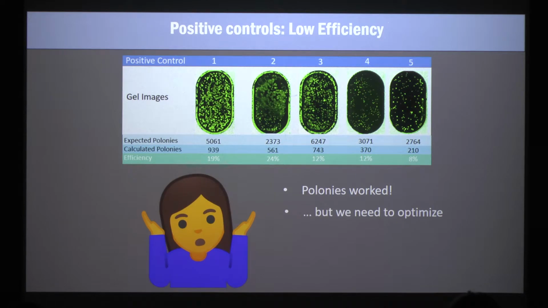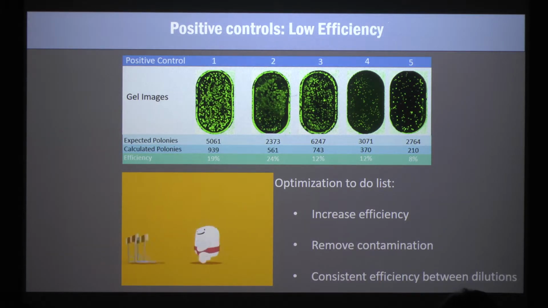But I celebrated maybe a little bit too soon because there was still a lot of work to be done. So we're really aiming for an efficiency of the Polonies, meaning how many Polonies I know I'm putting into my gel versus how many I'm actually calculating. I want that efficiency to be between 20 to 50%. Unfortunately, I was getting between 8 to 24%. So there were a lot more hurdles that needed some jumping.